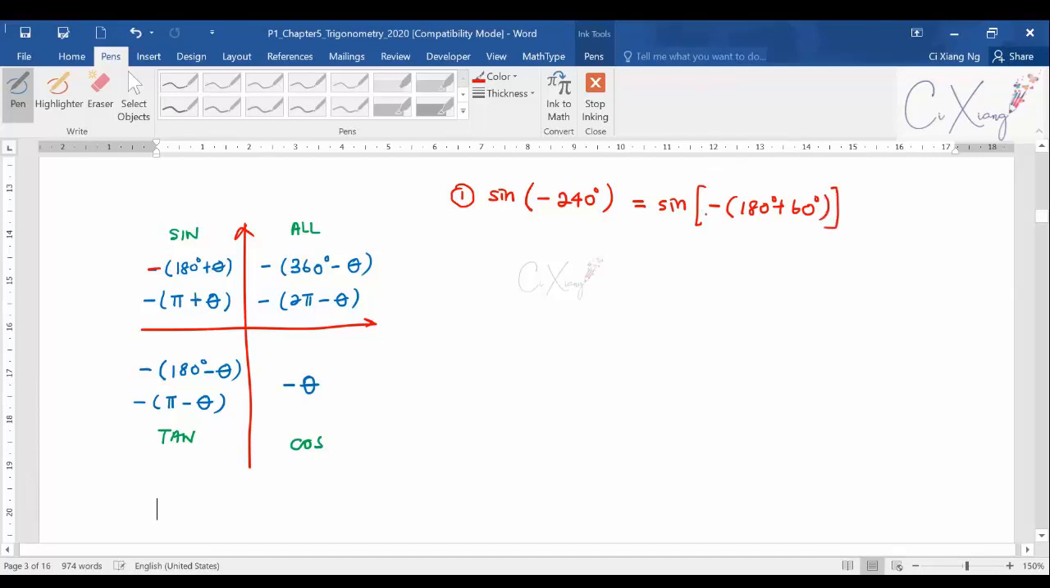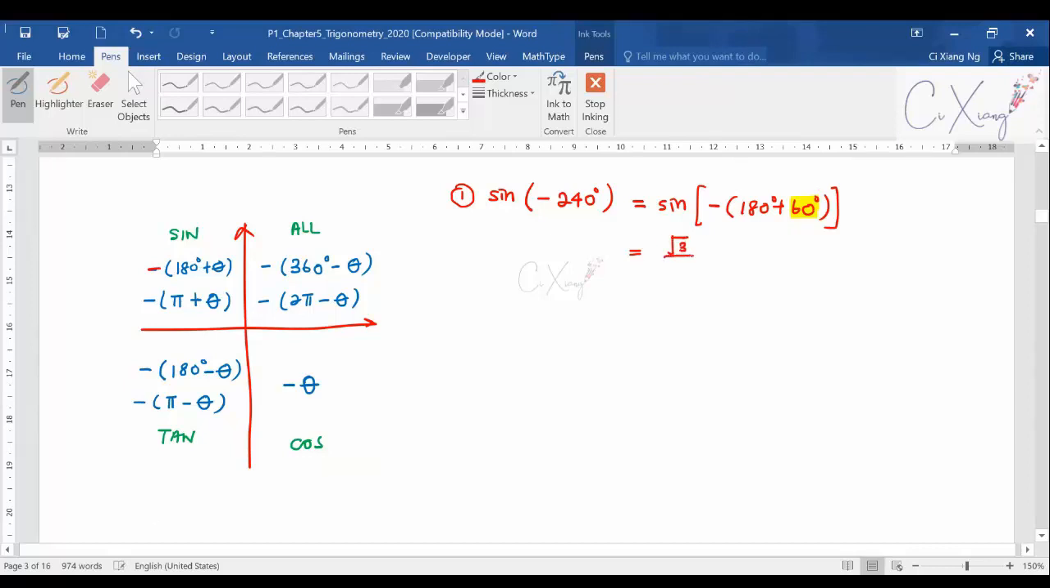Okay, so in the end you have negative 240. Then to get the value for this question, you look for 60, because 60 is the basic angle. So you're looking for sine 60. What's the value for sine 60 again? According to the triangle that you draw, you should get the value square root 3 over 2.